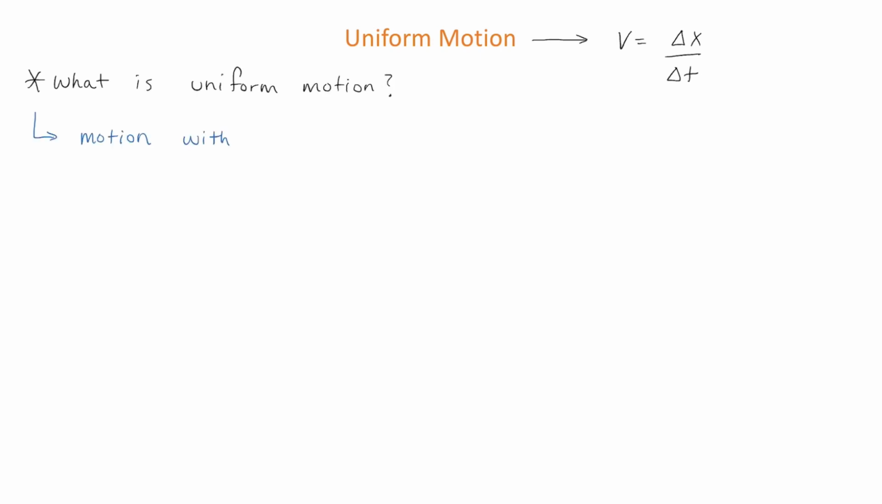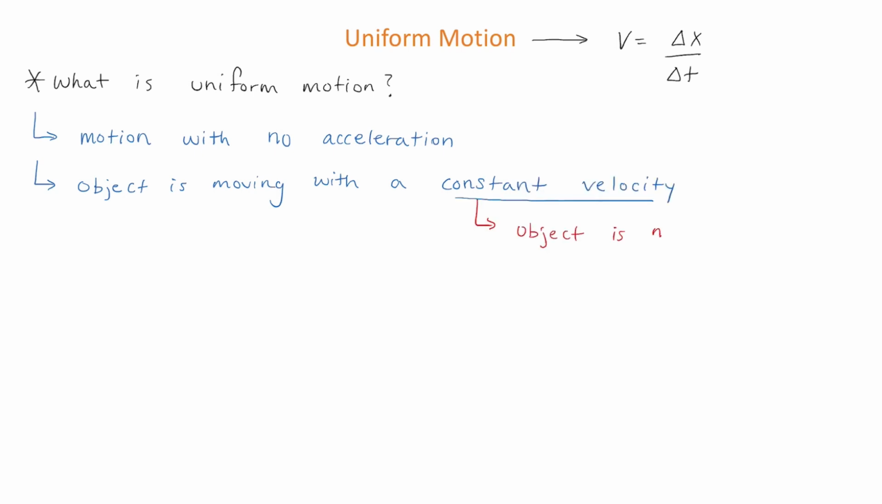Hi everyone, today I'm going to teach you about uniform motion and how you can answer uniform motion questions using this equation. Let's start by answering the question, what is uniform motion? Uniform motion is motion with no acceleration. That means the object is moving with a constant velocity. So the object is not speeding up, it's not slowing down, and it's not changing direction.